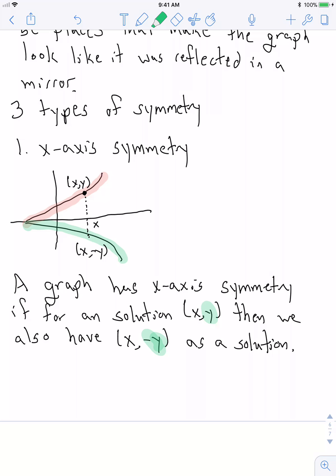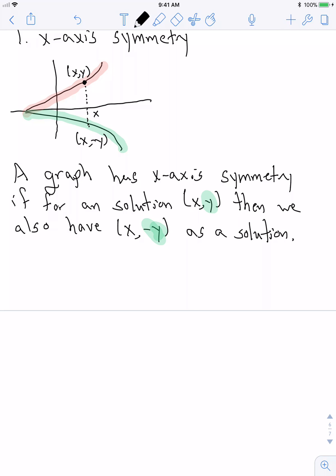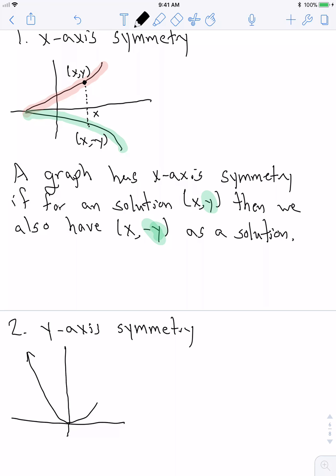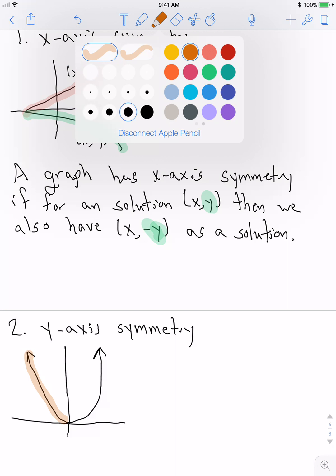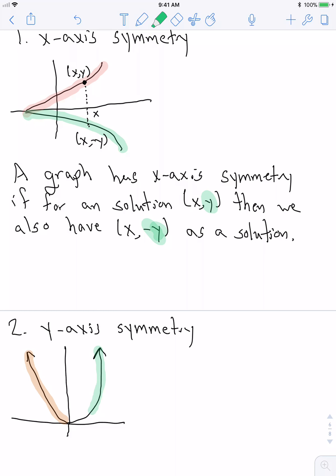The next type of symmetry we'll talk about is very closely related, but now we're looking at y-axis symmetry. Here, the y-axis looks like a mirror, and so we can have an example as such here. Again, we have two pieces, and each one sort of looks like it's just been flipped over the y-axis.